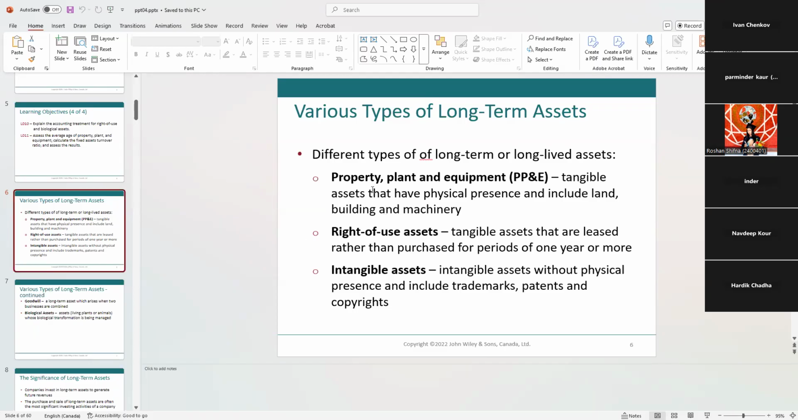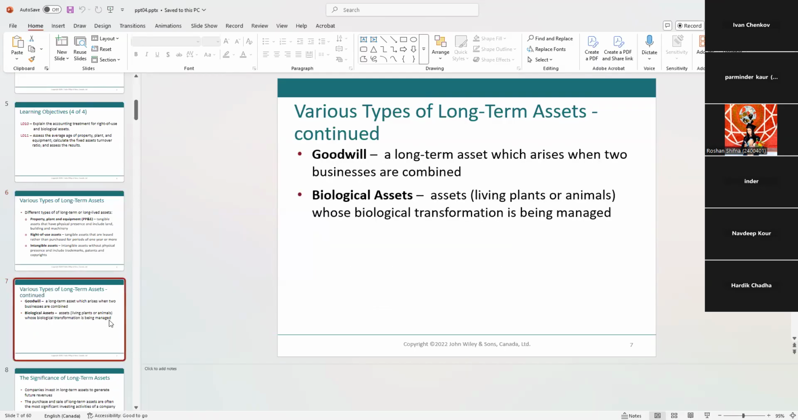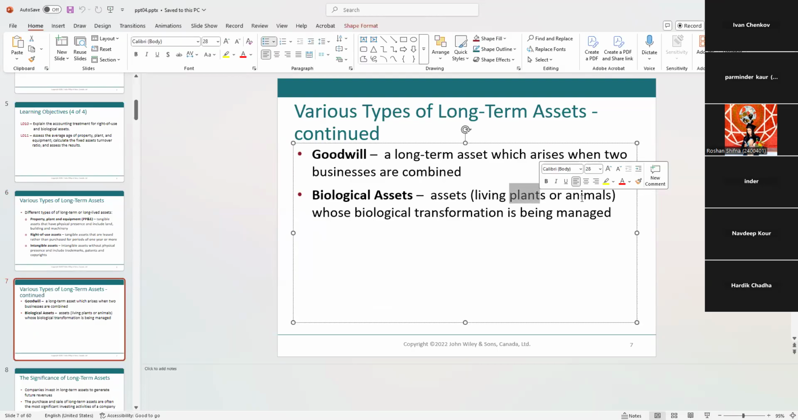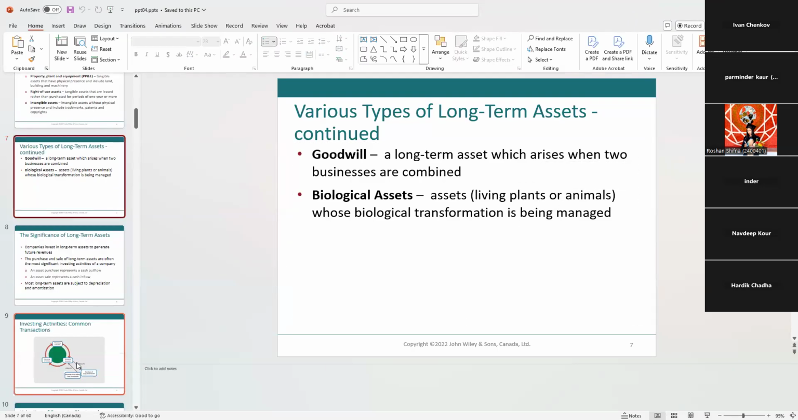One is the property, plant, and equipment, which includes all the tangible assets, including land, building, and machinery. Then we're going to have right of use, which is again tangible assets, but those are on lease. Then we're going to have intangible assets. We're going to have goodwill, which I explained to you happens only when one corporation buys or tries to buy another corporation. And then we have biological assets, which are limited to plants and animals only.